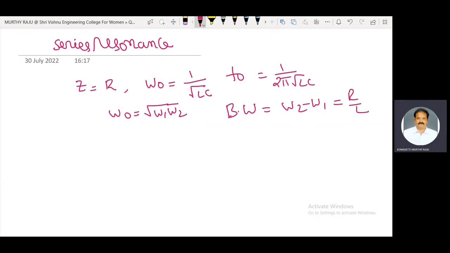Another important point: at resonance condition, the current is maximum, that is I naught is equal to Vm by R. And also at resonance, the net voltage across the inductance and capacitance, VL plus VC, is equal to 0. All of this is explained clearly in the part 1 video.